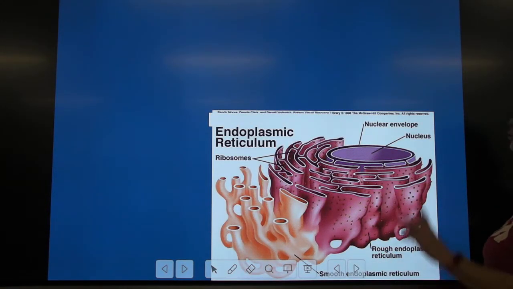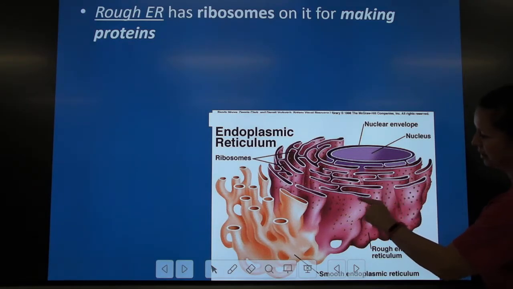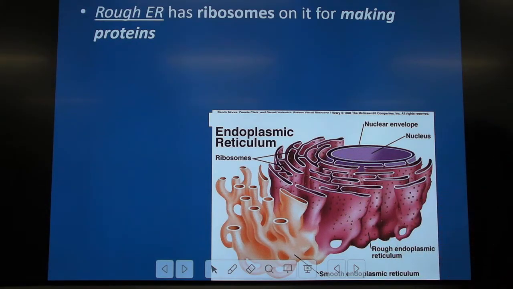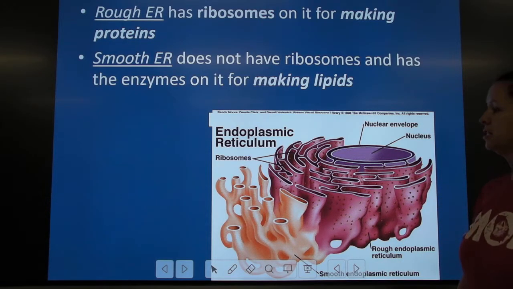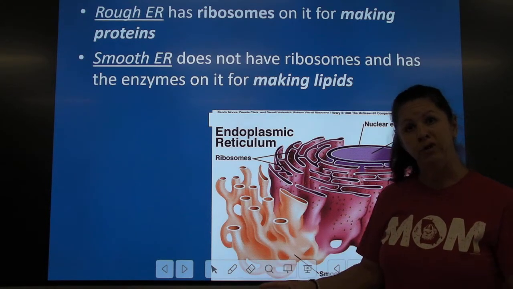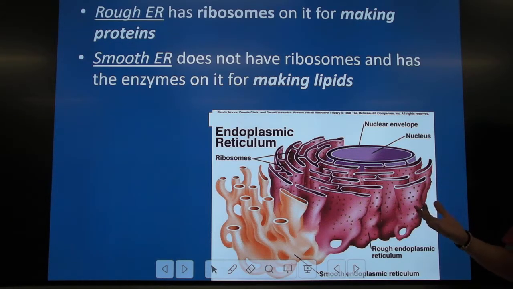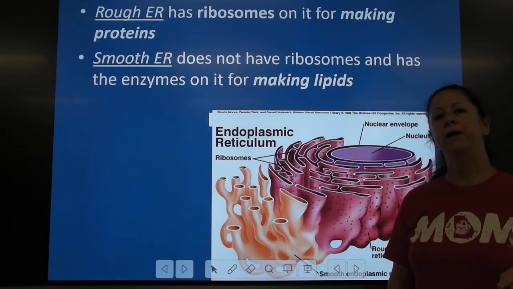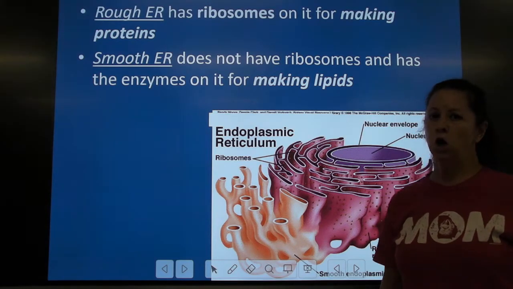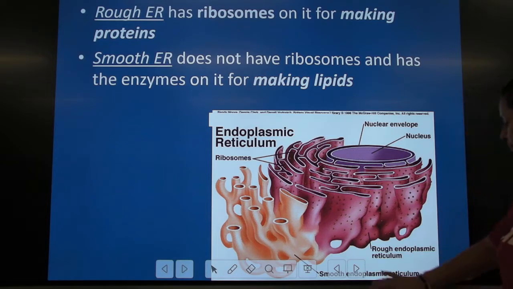So as I said, there are two types. The first is the rough ER. That's the one with the ribosomes on it. So the rough ER, which is covered in these little ribosomes, is going to be making proteins because of the ribosomes. And then the smooth ER, notice there's no little bumps on it. That's why it's smooth. The smooth ER does not have the ribosomes, and so it's going to have the enzymes on it for making lipids. So rough ER makes proteins, smooth ER makes lipids.